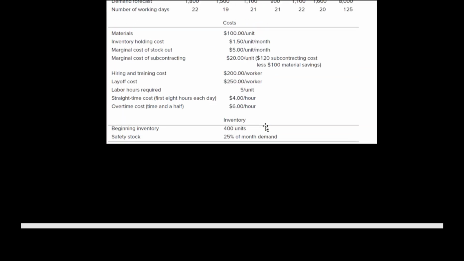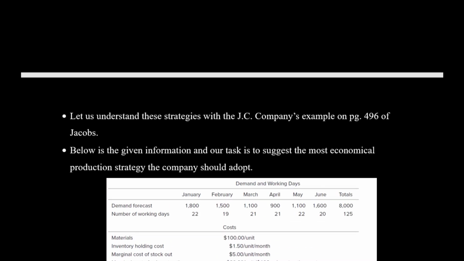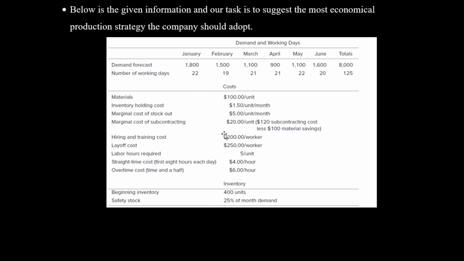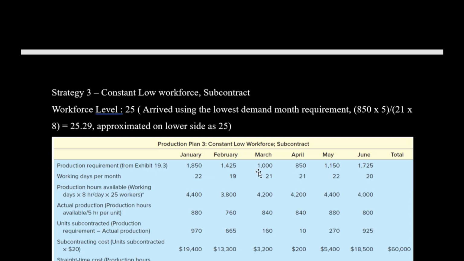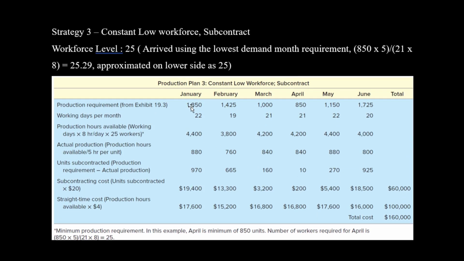If you see the production requirement, this 1850 is now available here from the earlier calculations. If you see part 1, you will get that 1850, because 400 is the opening inventory. So you will refer to this 1850 from the first video. With 22 working days and 25 workers, actual production will be 880 here.